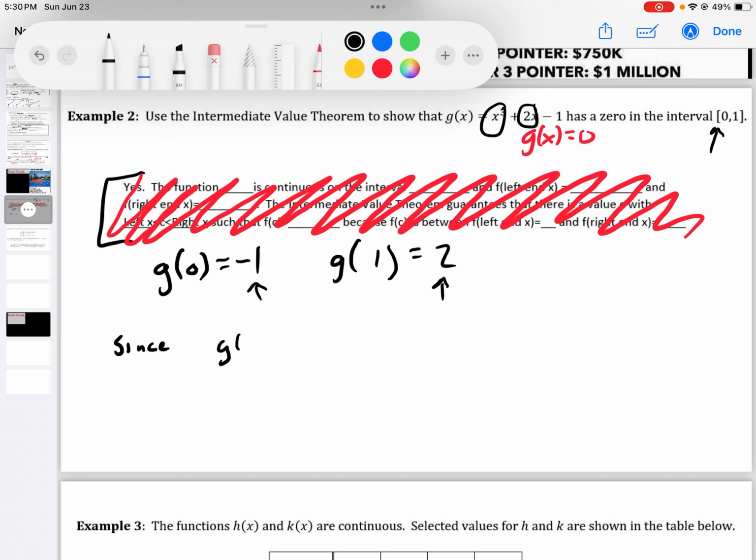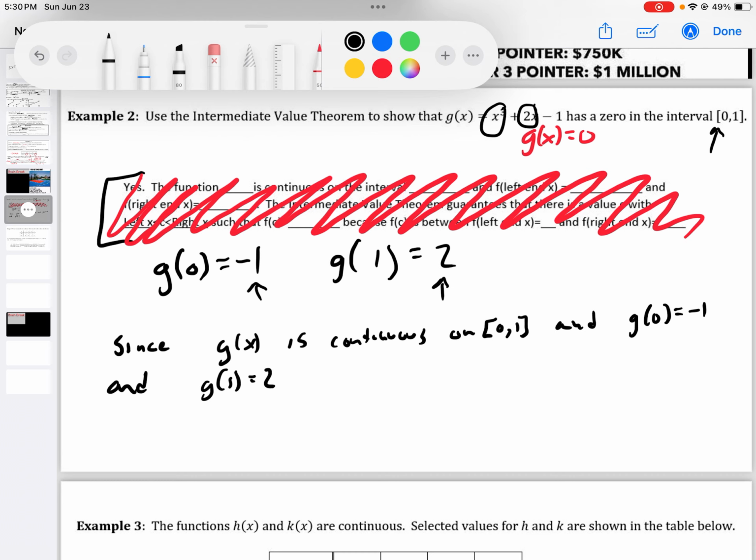All right, so how could we write this? I could say since g of x is continuous, I could say a continuous polynomial. But if you just say it with some confidence, they'll give you credit. It's continuous on the closed interval 0 to 1. And I could say g of 0 is equal to negative 1, and g of 1 is equal to 2. The AP readers are not going to take off because of your grammar. So you can make it one big, long, run-on sentence as long as you say all the right stuff.